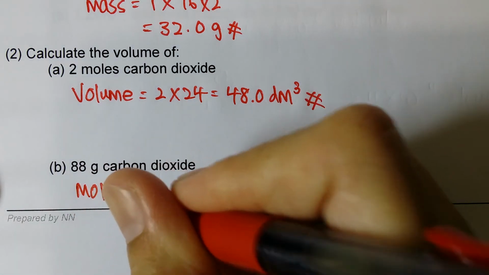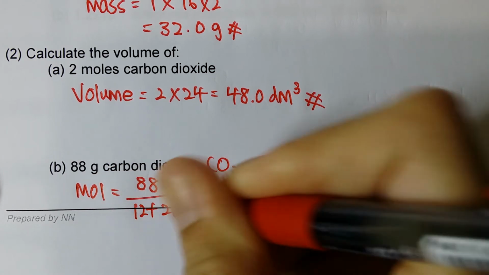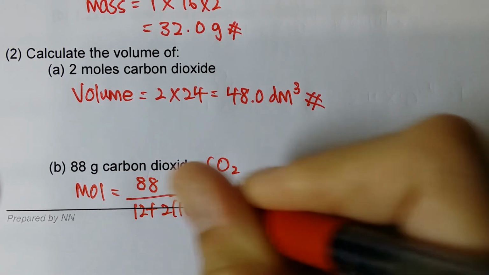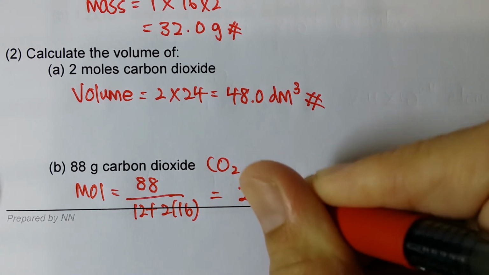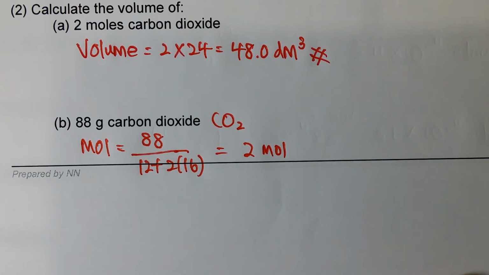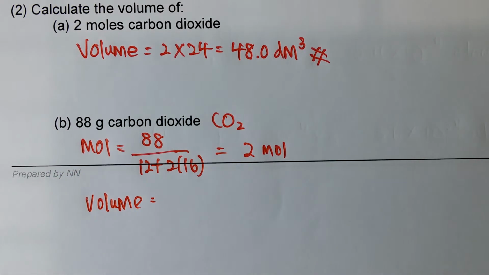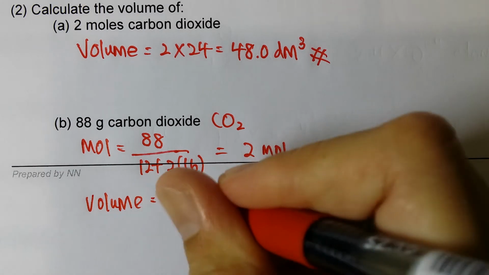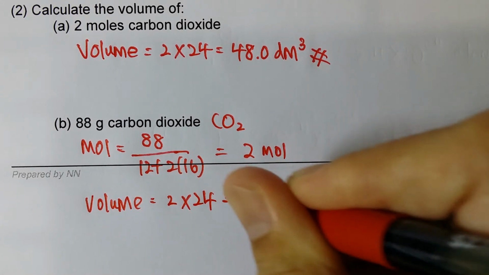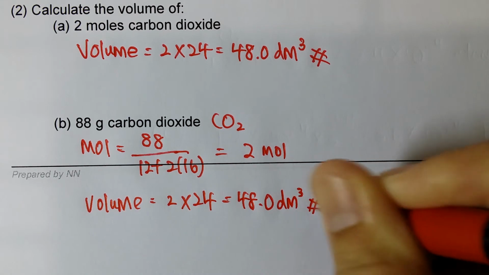MR for carbon dioxide, CO2, is 12 plus 2 times 16, which gives 2 mole. Okay, 88 gram of carbon dioxide is 2 mole. How about the volume? 1 mole of any gas is 24 dm³. For 2 mole, there will be 2 times 24, so there will be 48.0 dm³.